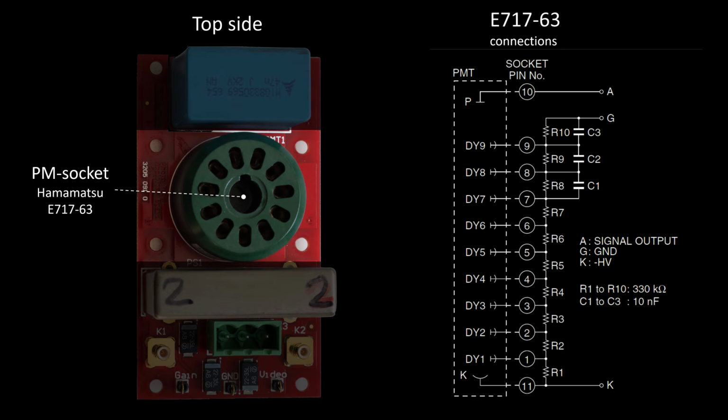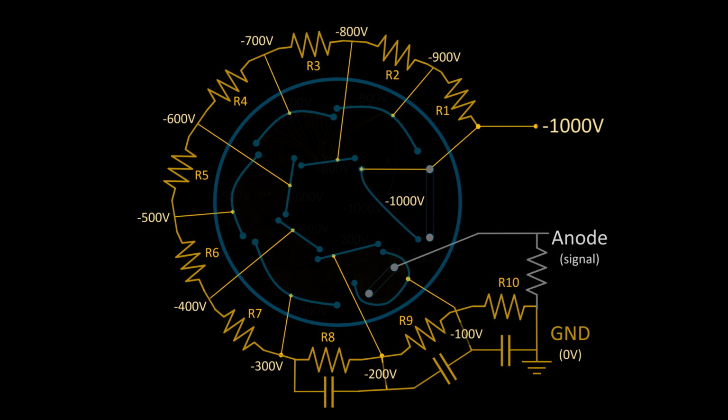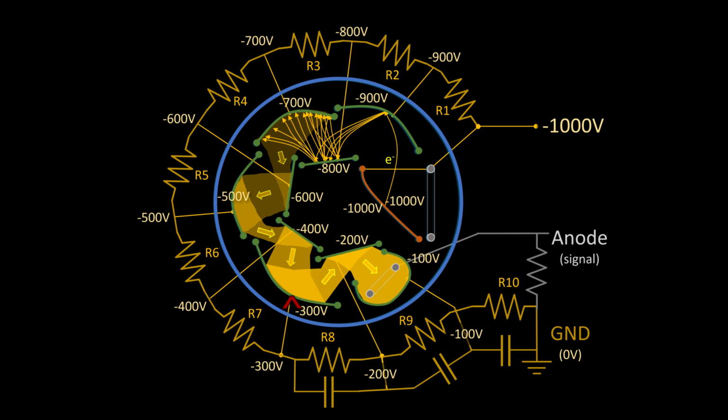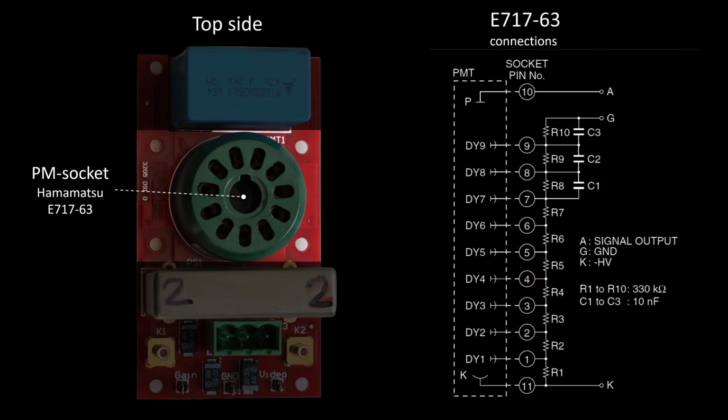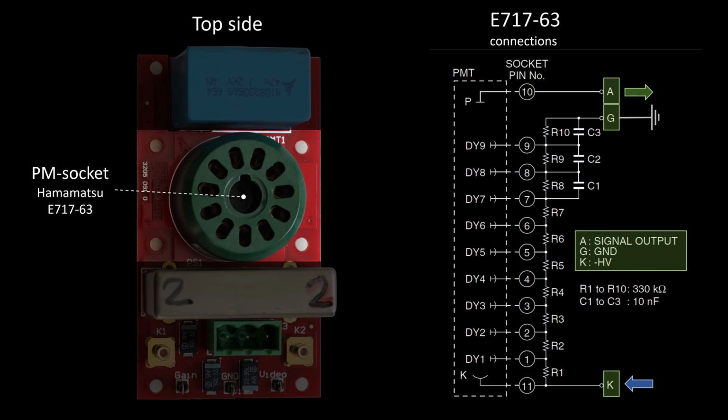The schematic of the socket shows that in addition to the voltage divider resistors, the last three amplification stages are connected to 10 nanofarad capacitors, and these are added to support the relatively large currents that can temporarily run in these last few amplification stages. With all the electronics inside the socket, this not only saves a lot of soldering and space on the PCB, it also means that there are just three external electrical connections needed, which are signal output, ground and high voltage.